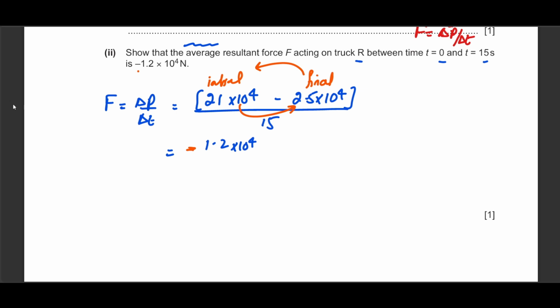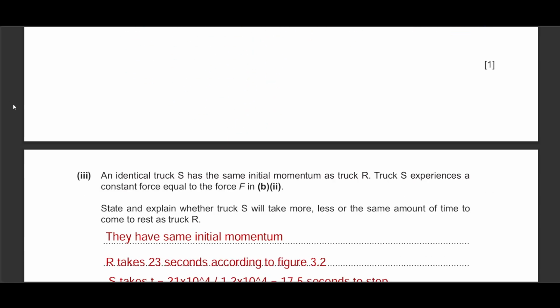So for this negative, you're going to change their position. Final momentum was less, initial was high. If you do that, your final answer will be negative. This is Newton's, and we've successfully shown what the examiner was wanting us to show.